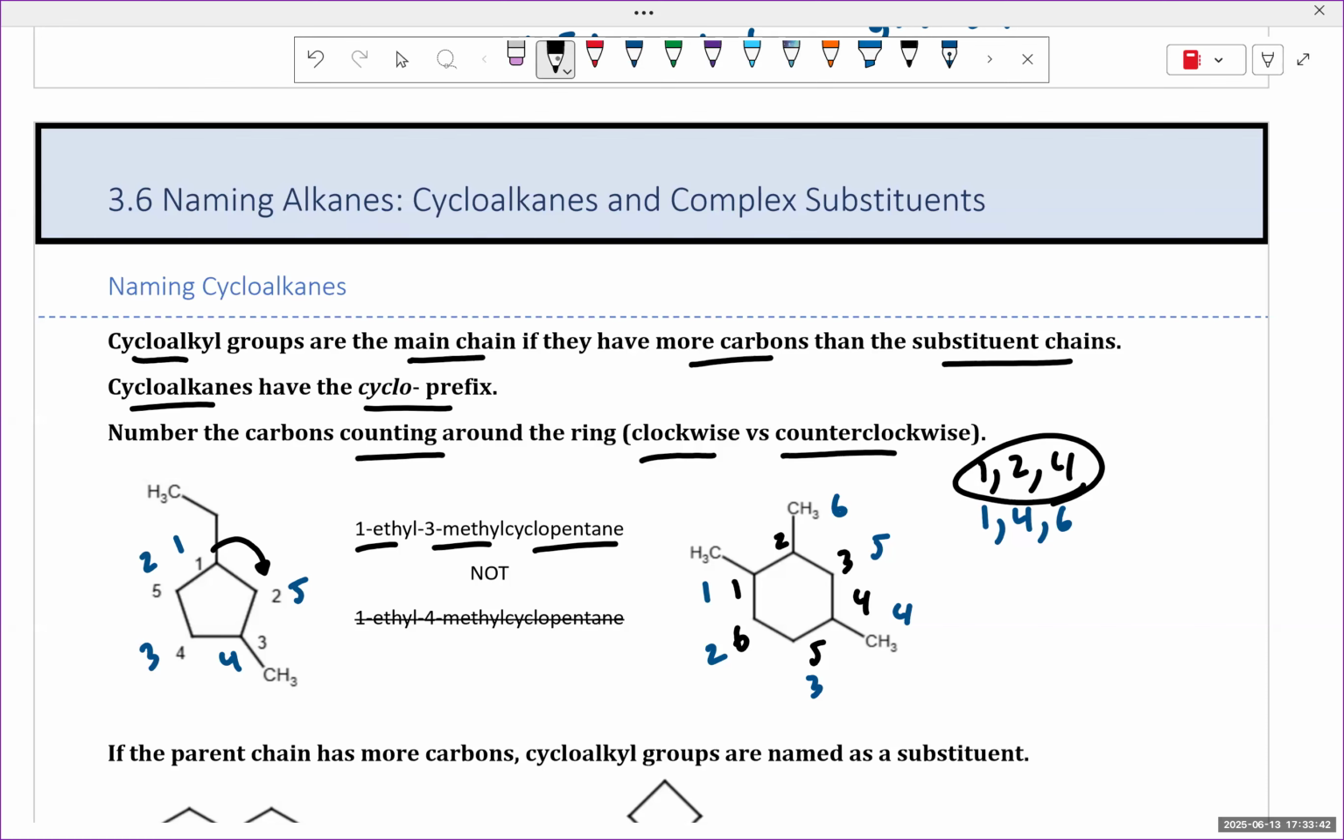Now, you could try changing which carbon you start counting clockwise or counterclockwise from, but in this case, counting 1, 2 will give us the lowest set of the first two locant numbers. One alternative would be to count from this carbon here, 1, 2, 3, 4, 5, 6. But again, 1, 2, 5 is not a lower set of locant numbers than 1, 2, 4. So this compound would be named as 1, 2, 4 trimethylcyclohexane.